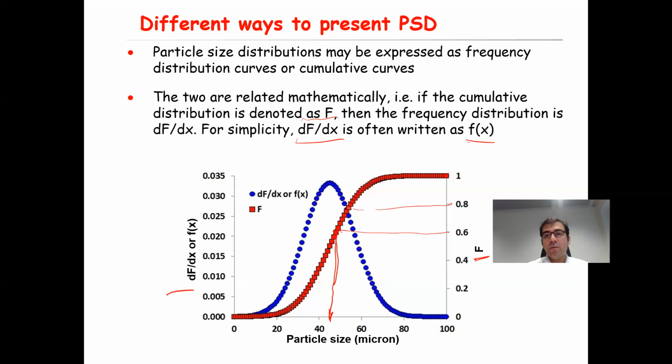Or for example, 80% of the particles, let me draw this line again, let's say it's roughly 50 microns, so you read it as 80% of the particles have the diameter of 50 micron or less. This is the way you read the data from the cumulative distribution. For the frequency distribution, you read it as, let's say, 1% of the particles have the diameter of about 25 micron, or 2% of the particles have a diameter of roughly 30 micron, and so on. So that was about different ways of presenting particle size distribution.